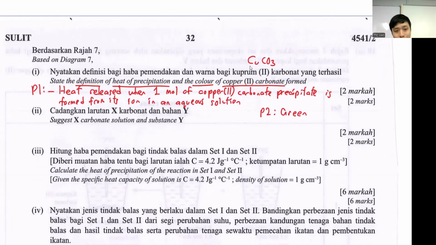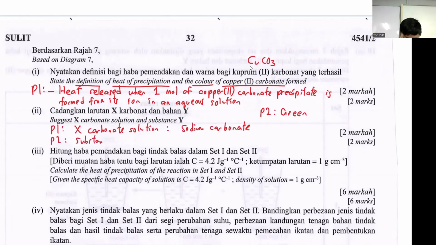Suggest X carbonate solution and why? This is what I told you. The X one is X carbonate. X carbonate solution is sodium carbonate. You can say potassium carbonate, you can say ammonium carbonate, same thing. I'll just choose one. Second, what is Y? Y is magnesium carbonate.